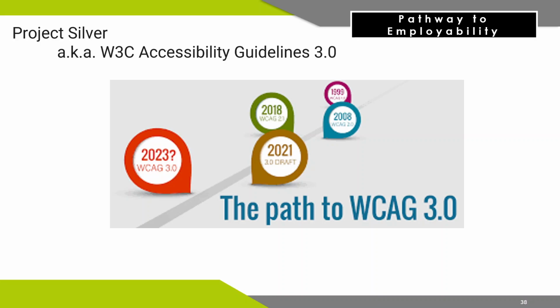The W3C is aiming to publish a candidate recommendation of WCAG 3.0 sometime in 2022, and the final publication of WCAG 3.0 is expected somewhere at the end of 2023.